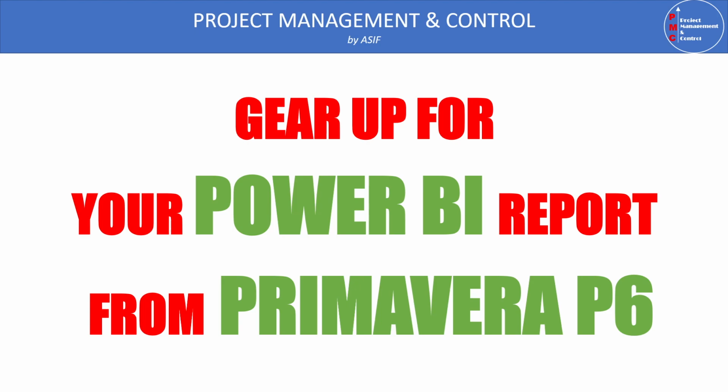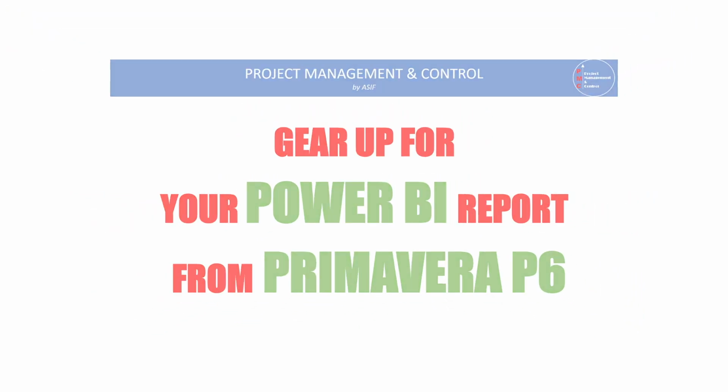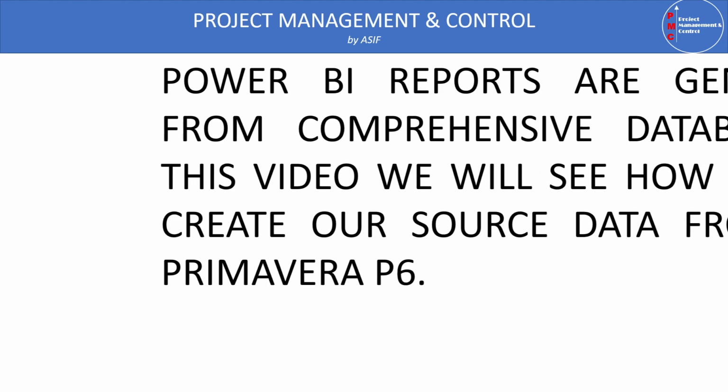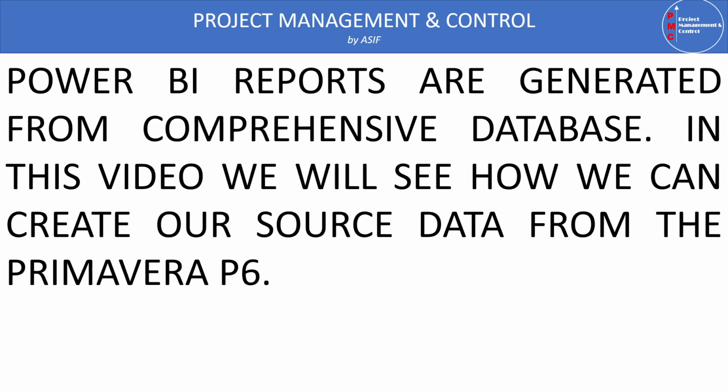As you know, Primavera P6 is a very good scheduling software which is used to calculate the early and late dates for future tasks, and we can use this software to distribute our costs, resources and quantities over time. So to generate our Power BI report, we need a comprehensive database. This database can be used for Power BI and can also be used as a pivot table. In this video, we'll see how we can create our source data using Primavera P6 as a scheduling software.